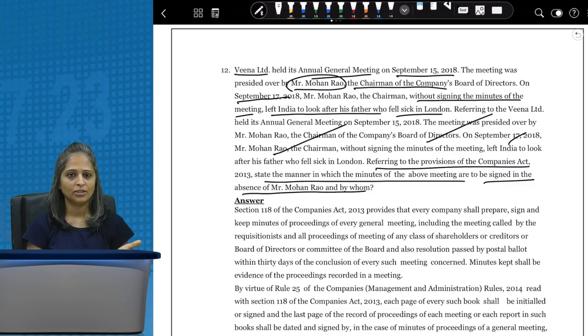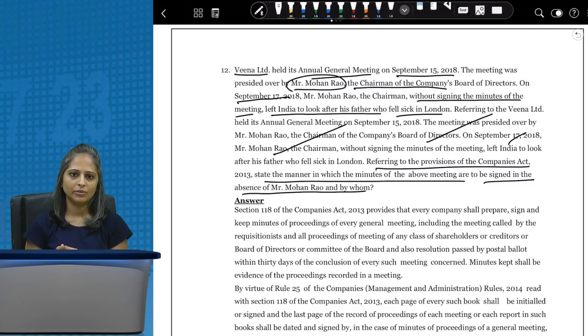The Act also says that if the chairman of the meeting is not present for signing for whatever reasons, then the minutes of the meeting will have to be submitted within a period of 30 days, but they will be signed by a director who has been appointed by the board of directors to sign the minutes of the meeting.